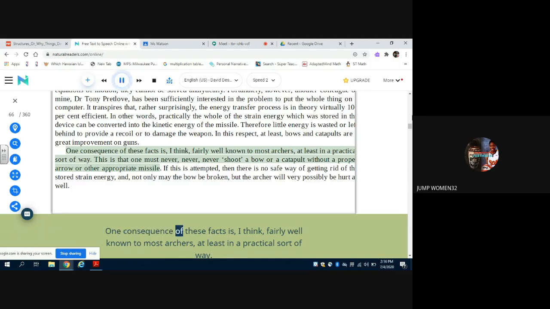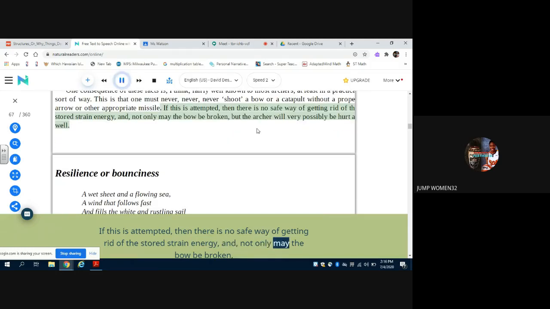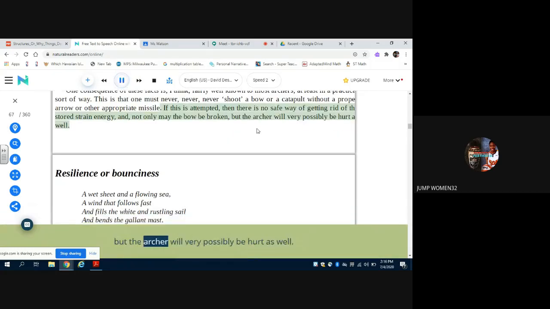One consequence of these facts is, I think, fairly well known to most archers, at least in a practical sort of way. This is that one must never shoot a bow or a catapult without a proper arrow or other appropriate missile. If this is attempted, then there is no safe way of getting rid of the stored strain energy, and not only may the bow be broken, but the archer will very possibly be hurt as well.